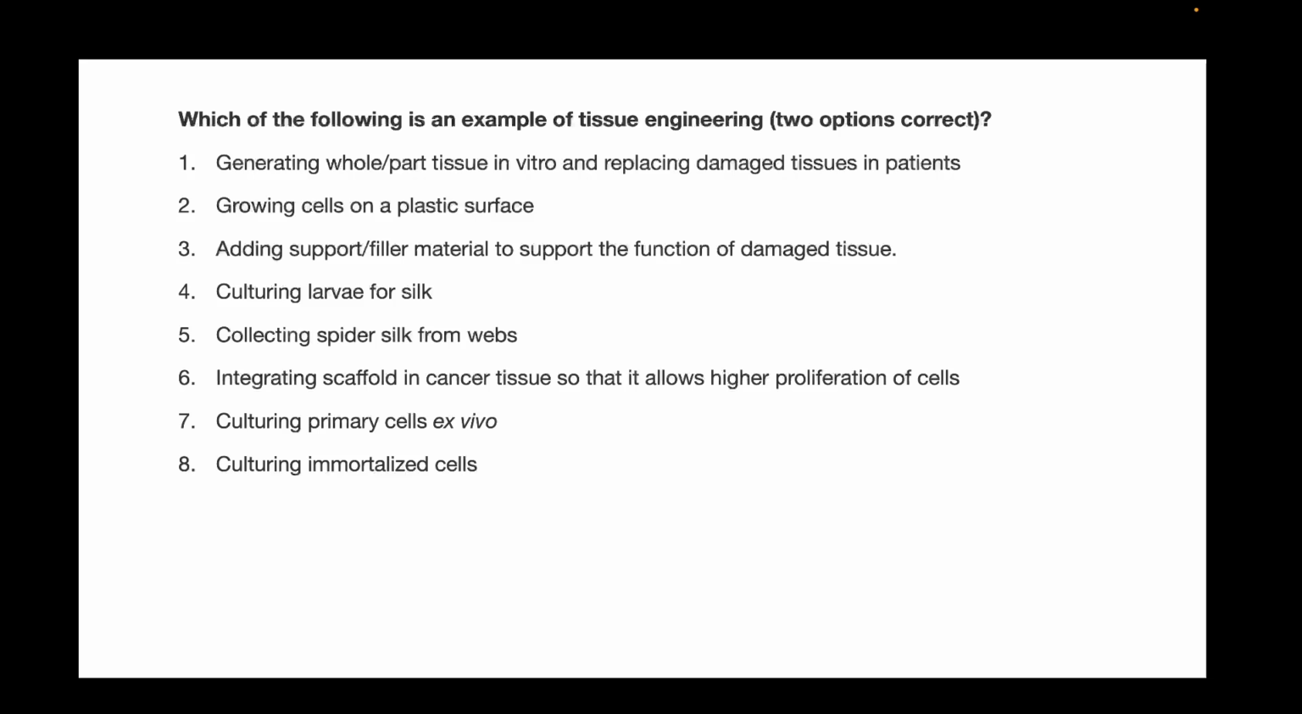Which of the following is an example of tissue engineering? You have to select two correct options here. 1. Generating whole or part tissue in vitro and replacing damaged tissues in patients. Growing cells on a plastic surface. Adding support or filler material to support the function of damaged tissue. Culturing larvae for silk. Collecting spider silk from webs. Integrating scaffold in cancer tissue so that it allows higher proliferation of cells. Culturing primary cells ex vivo, or culturing immortalized cells.